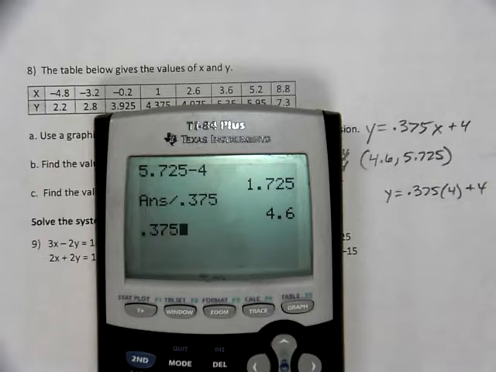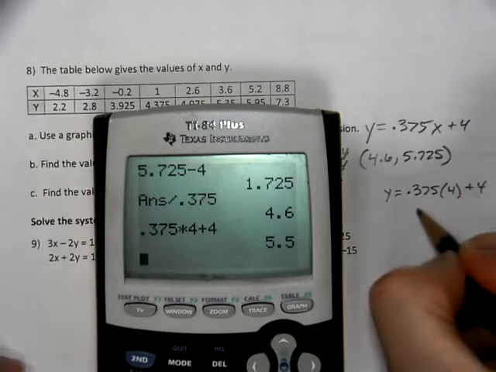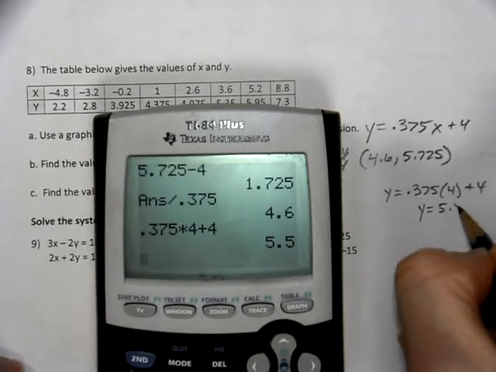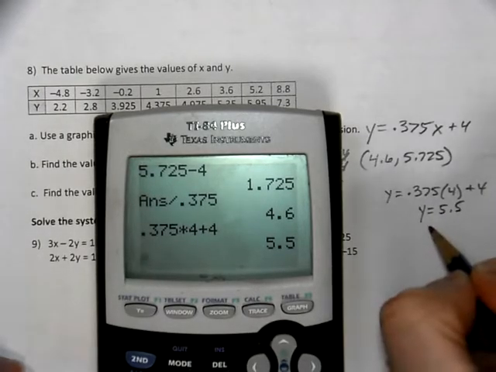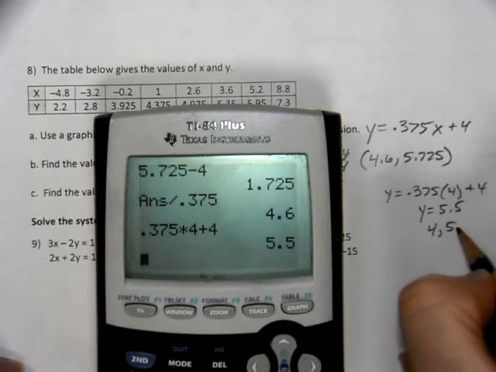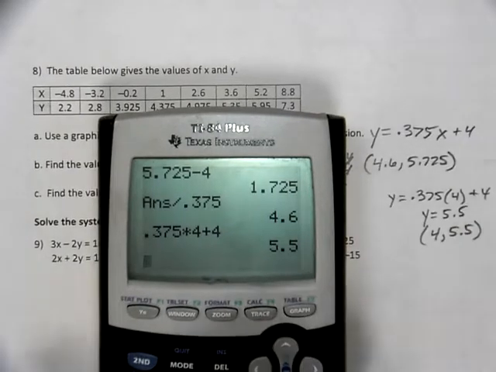So 0.375 times 4 plus the y-intercept. So we now have this point of (4, 5.5).